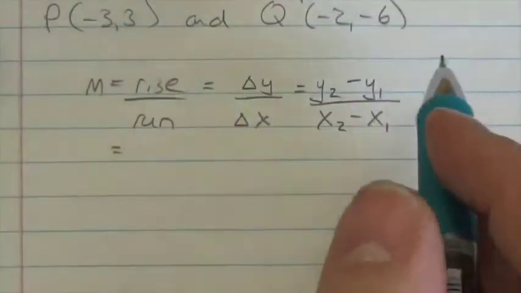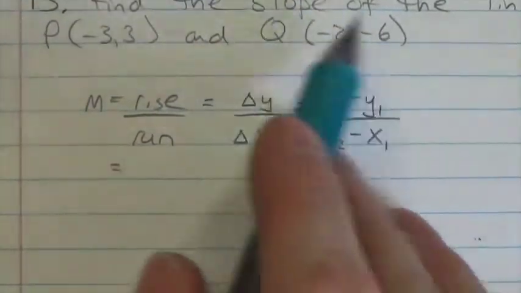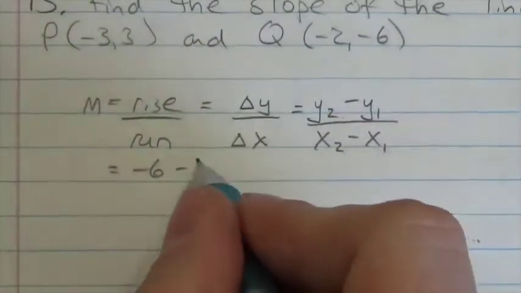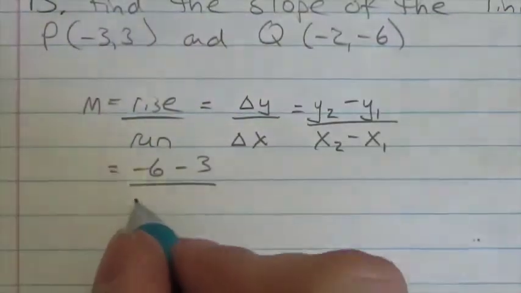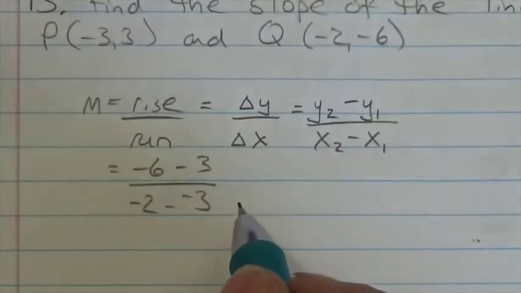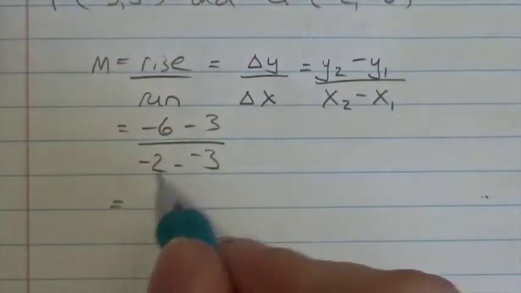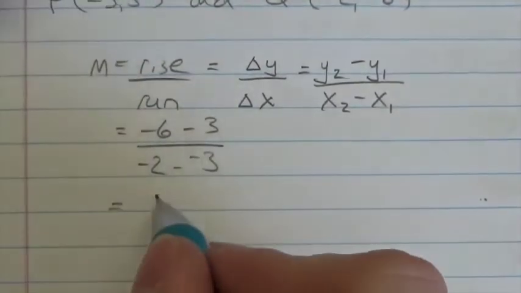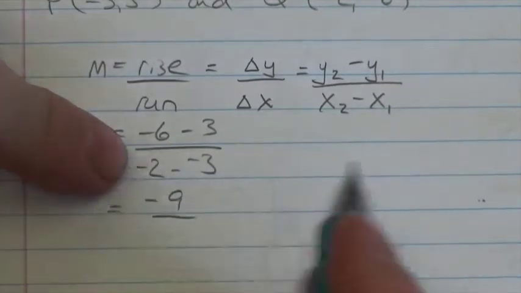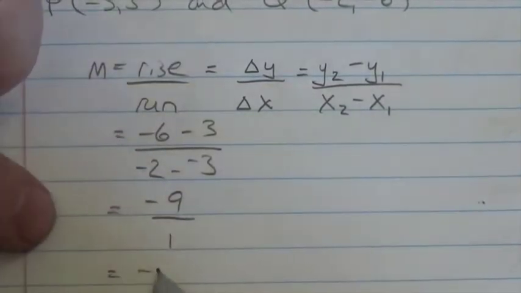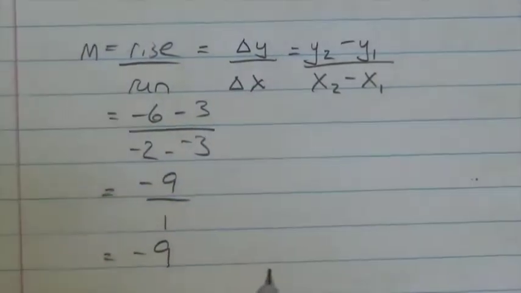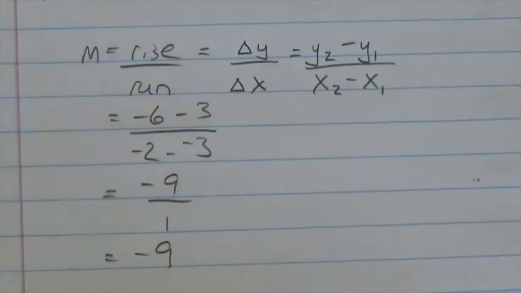And so now with the 2 points that I've got up here, if I say that this is my second point, then I would do negative 6 minus 3, divided by negative 2 minus negative 3. Negative 6 minus 3 is going to be negative 9. Negative 2 minus negative 3 is the same as negative 2 plus 3. It's going to be 1. So my slope would be negative 9. That's what we're looking for. So this is the ratio of rise to run.